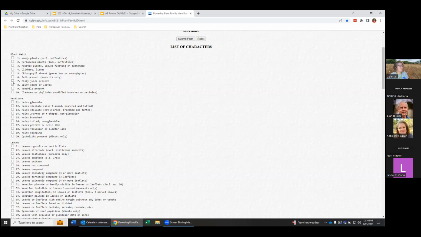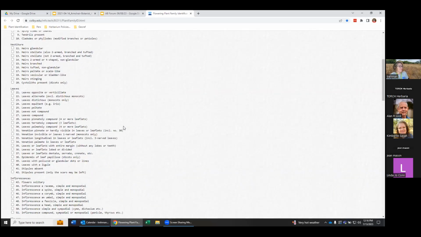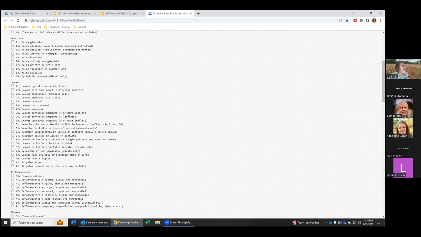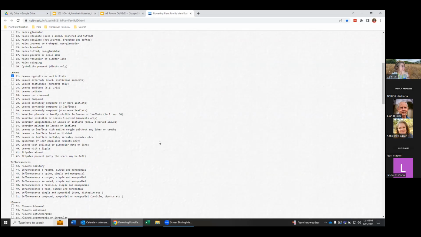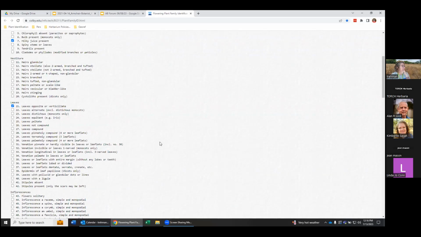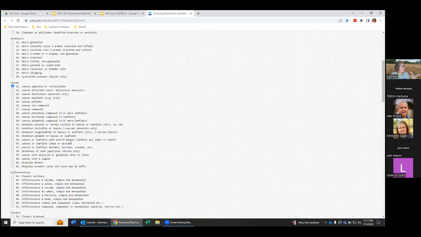All right, I'm going to say plant habit. My plant has milky juice. Let's see, my leaves are alternate. Nope, let's say they're opposite. And let's see if y'all can guess what plant I'm trying to key out. So it's got a latex or milky juice when I cut open the stem. It's got leaves that are opposite.